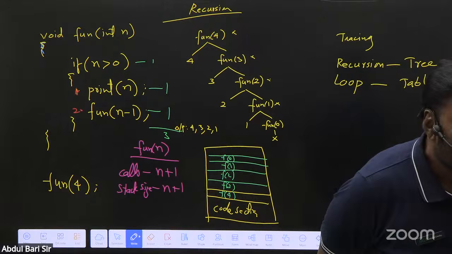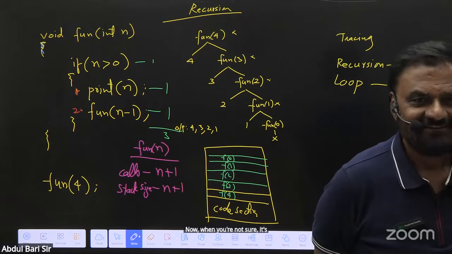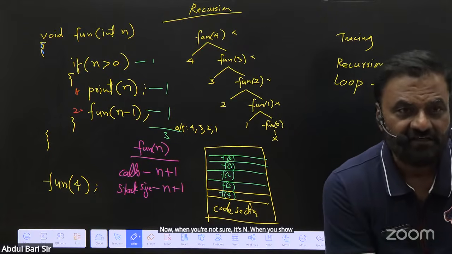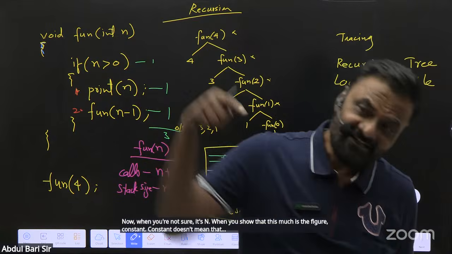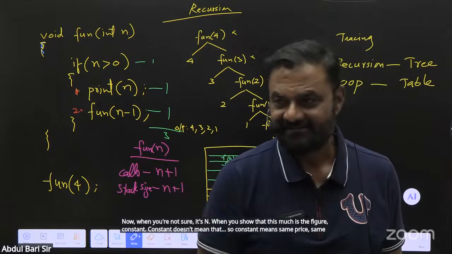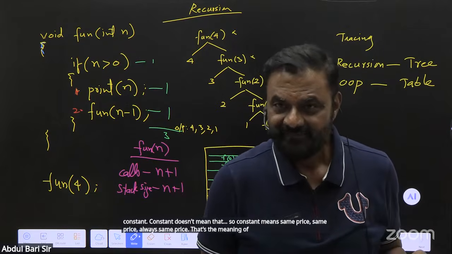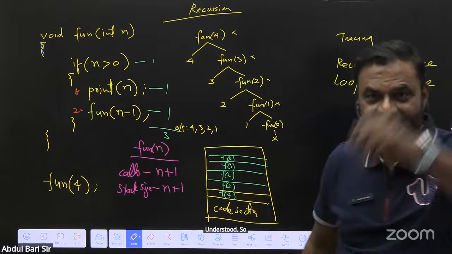Now, when you're not sure, it's N. When you're sure that this much is the figure, it's constant. Constant means the same price, always the same price. That's the meaning of constant. Understood? So whenever you have 3, it's constant.